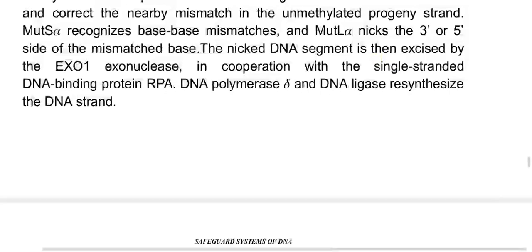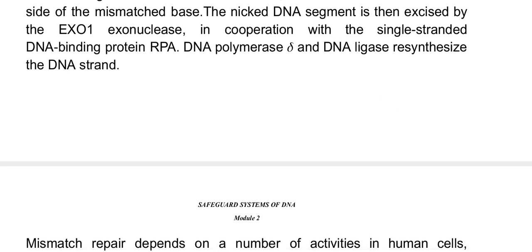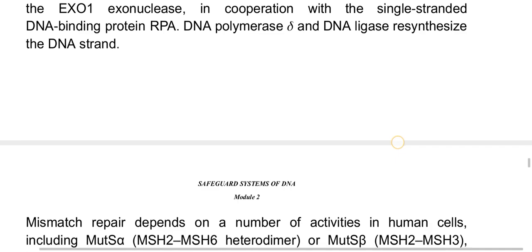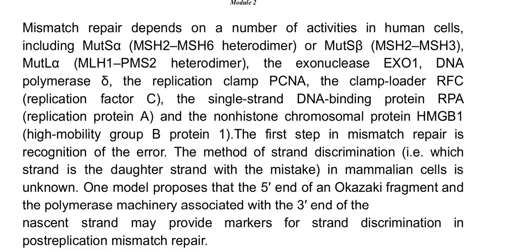MutS alpha recognizes base-base mismatches and MutL alpha nicks the 3' or 5' side of the mismatched base. The nicked DNA segment is then excised by the EXO1 exonuclease in cooperation with the single-stranded DNA binding protein RPA. Then DNA polymerase delta and DNA ligase synthesize the DNA strand. Mismatch repair depends on a number of activities in human cells, including MutS alpha or MutS beta, MutL alpha, the exonuclease EXO1, DNA polymerase delta, the replication clamp PCNA, the clamp loader RFC (replication factor C), the single-stranded DNA binding protein RPA (replication protein A), and the non-histone chromosome protein.